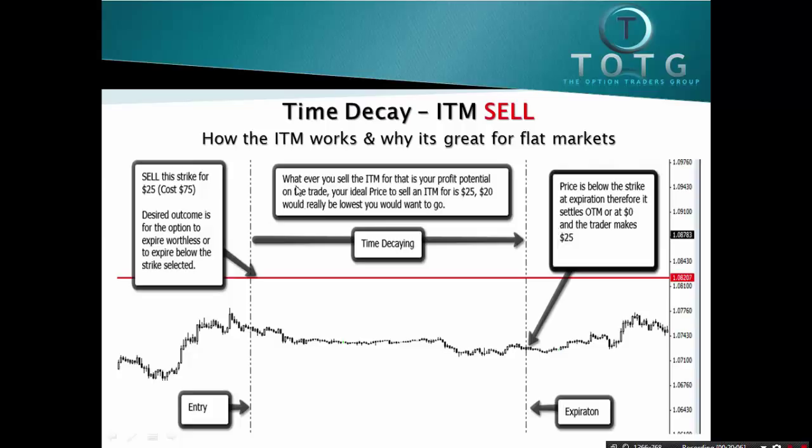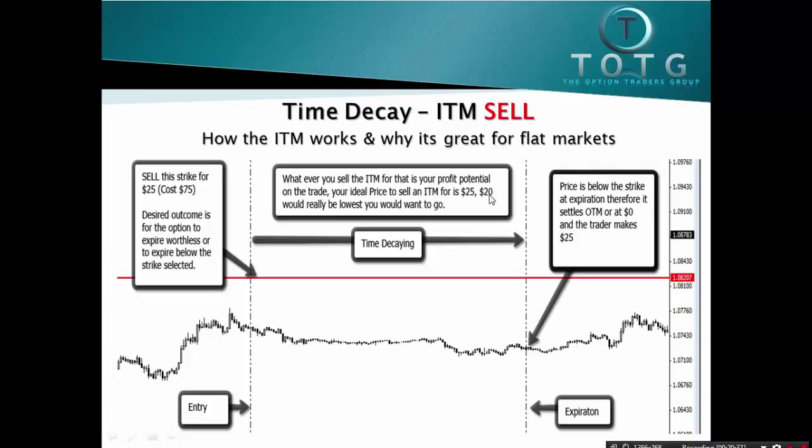Okay, so whatever you sell the in the money for is your profit potential on the trade. So you sold for 25, that's the profit potential on the trade, $25. So your ideal price to sell the in the money is $25. That would be the ideal price that you will look for on the option chain. Now, are you always going to get that? No. 20 is really the worst you would want to sell for.